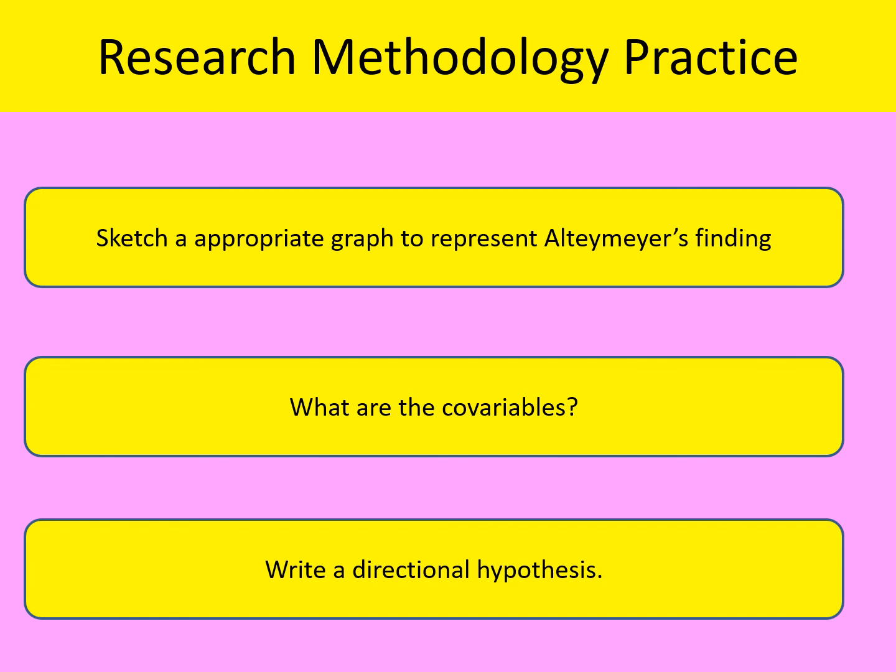Could you pause the video here and sketch an appropriate graph to represent Altemeyer's findings? And you need to decide what kind of graph you're going to draw. Remember, this is a correlation. Identify the 2 covariables and write a directional hypothesis. And remember, this will be a correlational hypothesis.